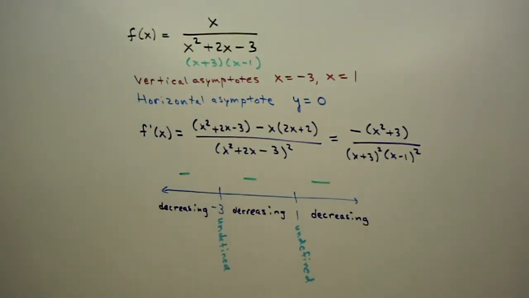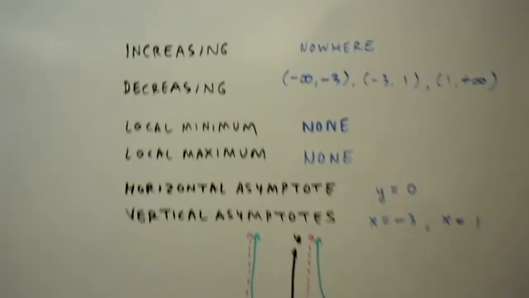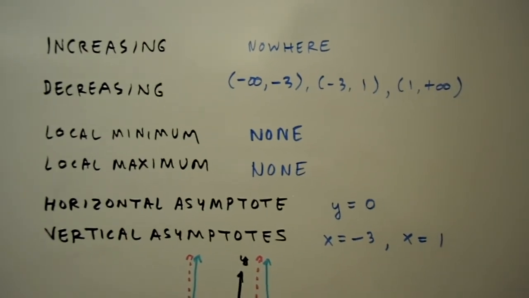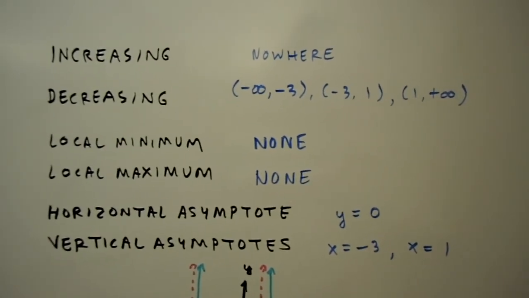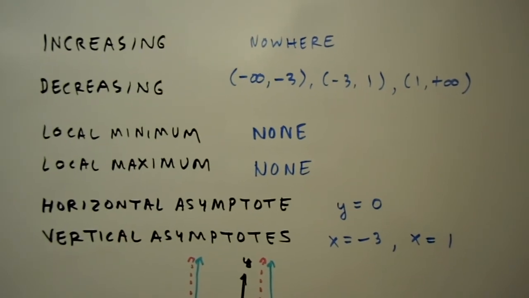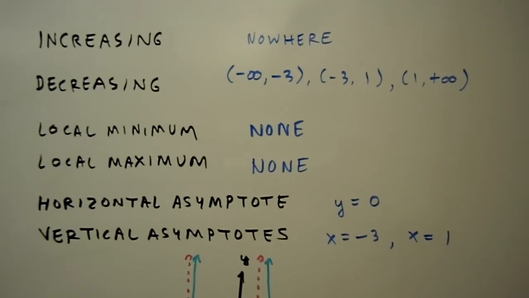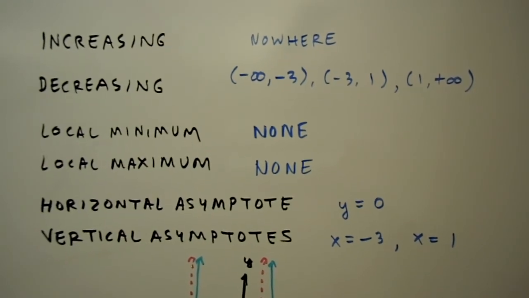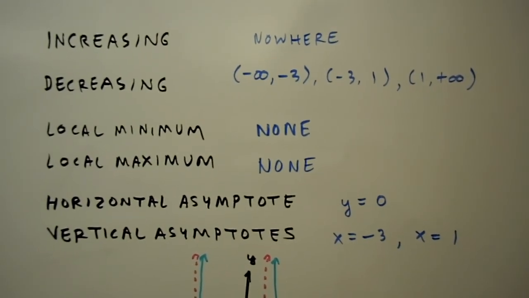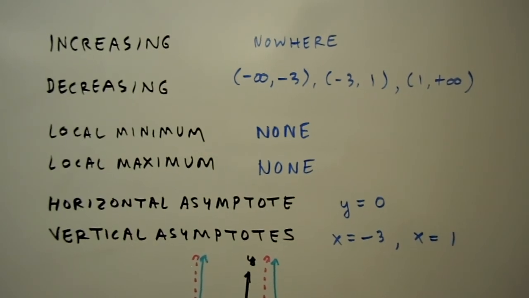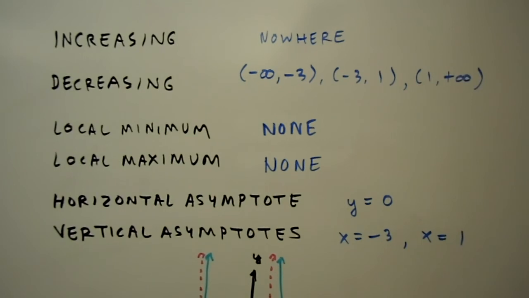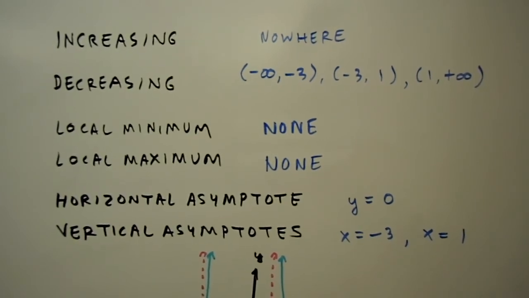So if we look at our final answers, we would indicate that the function is increasing nowhere. It's decreasing on the intervals from negative infinity to negative 3, negative 3 to 1, and 1 to positive infinity. You do not want to just say that it's decreasing everywhere, because of course it can't be decreasing at those two values where the function does not exist. It has no local maximum and it has no local minimum.